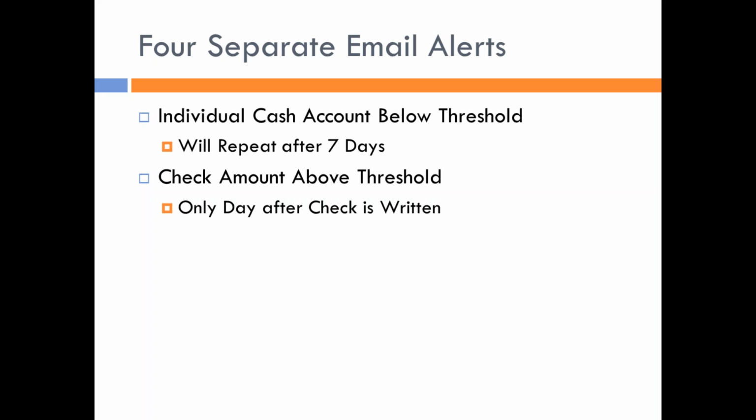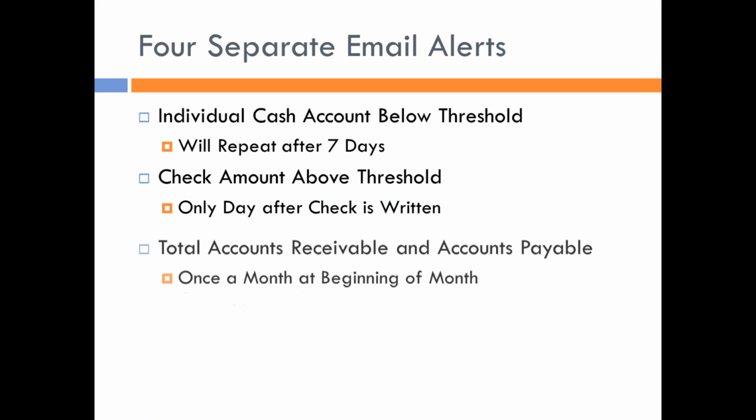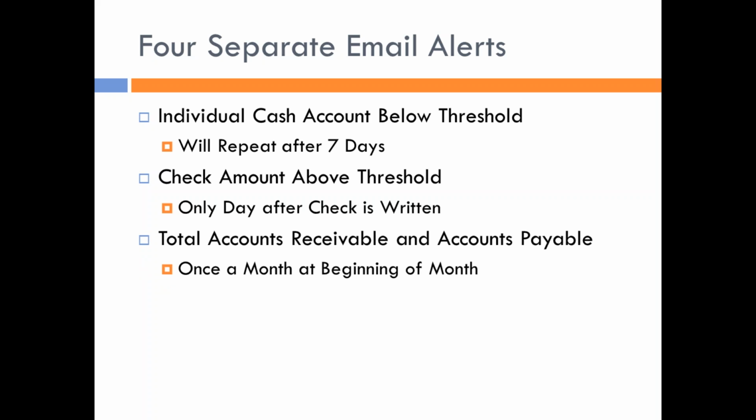Check amount above threshold. This alert will be emailed out the day after the check is written, just the one time. The next 2 are for total accounts receivable and total accounts payable. This alert will only go out if it's outside of the range that you consider to be normal for that company, but it's a once a month alert, just at the beginning of each month.